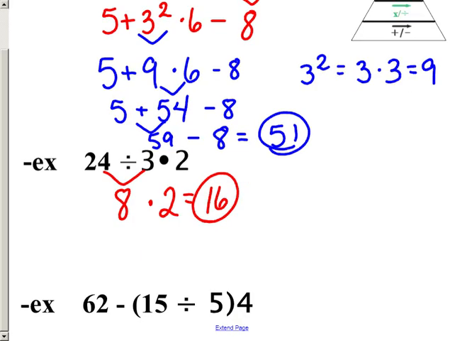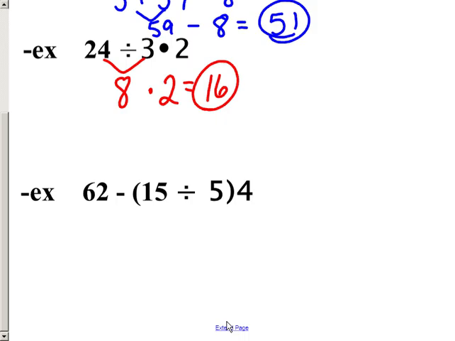Our next example, 62 minus 15 divided by 5 in parentheses, and this means times 4. So let's take a look at this. Do we have any grouping symbols? Yes, we have the 15 divided by 5. 15 divided by 5 is 3, so let's rewrite everything else. 62 minus, notice that my parentheses are gone because I have finished up what's in the parentheses, so I don't really need them anymore, but I do need to put a multiplication symbol here because that's what we're doing. A number next to parentheses with nothing in between means to multiply. So when I rewrite this problem, I have to write times 4.